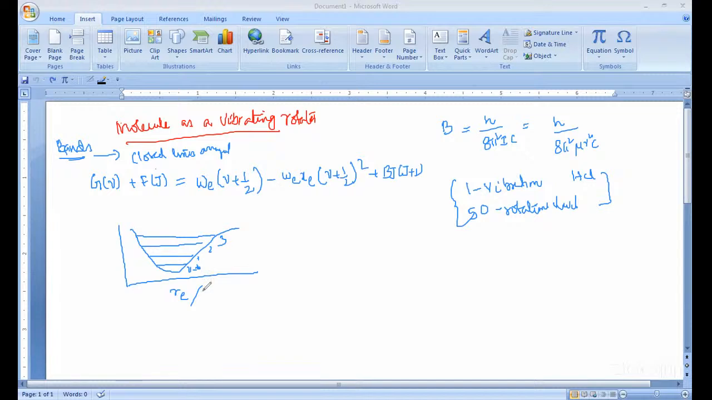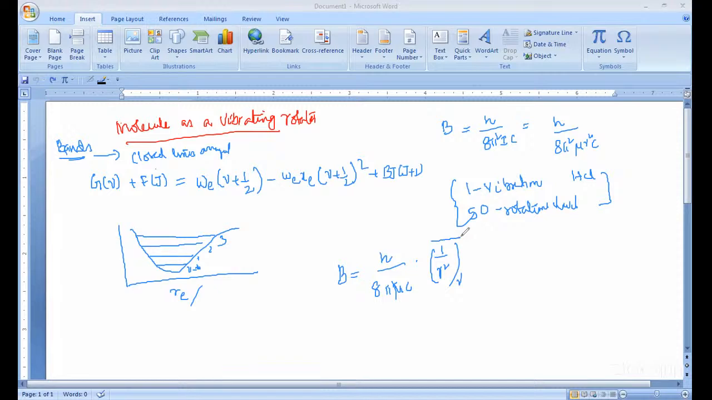So the rotational constant B, which we have seen here, decreases. This determines the spacing between the rotational levels, which is different for different vibrational levels. Now we'll see this B value. B can also be written as B equals h by 8 pi square mu c into the average value of 1 by r square.